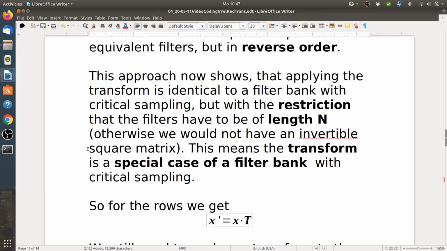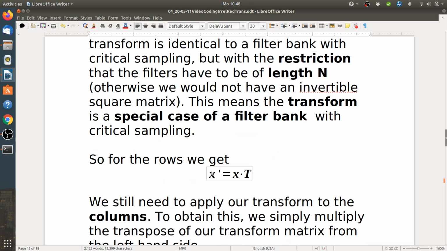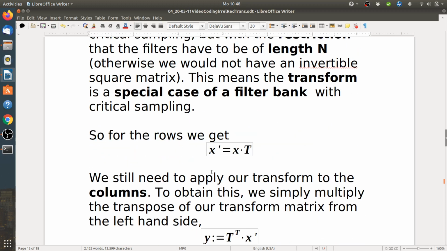So this approach now shows that applying the transform is identical to a filter bank with critical sampling, but with the restriction that the filters have to be of length capital N. Otherwise we would not have an invertible square matrix. So this means the transform is a special case of a filter bank with critical sampling. Important for analyzing.